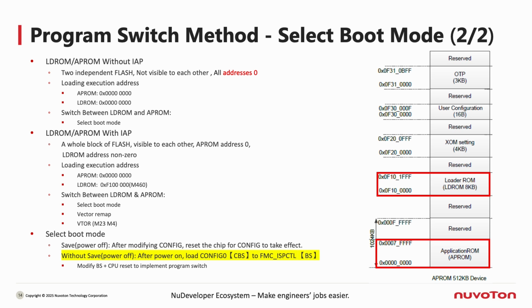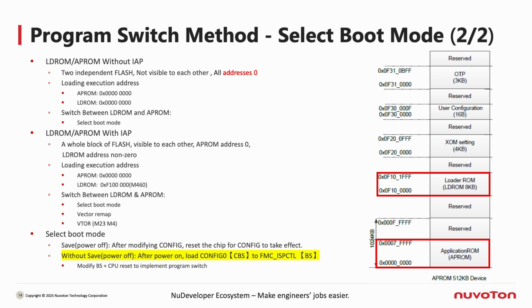The first method is to modify the config, which will be saved when chip is powered off. After modifying the config, the chip needs to be restarted for the settings to take effect. The second method is to modify the register. After power on, the CBS bit of config 0 will be loaded into the BS bit of register FMC_ISPCTL. Program switching can be achieved by modifying BS and then resetting CPU.